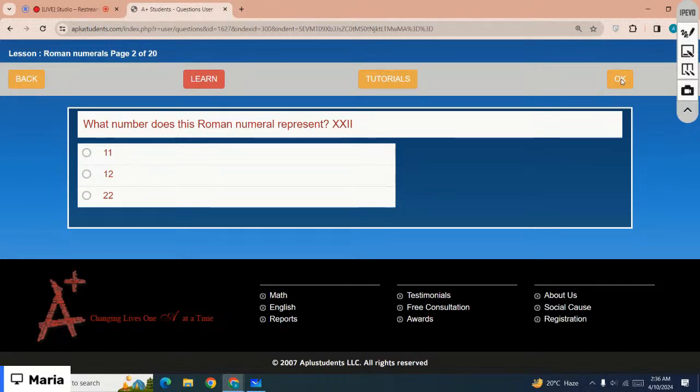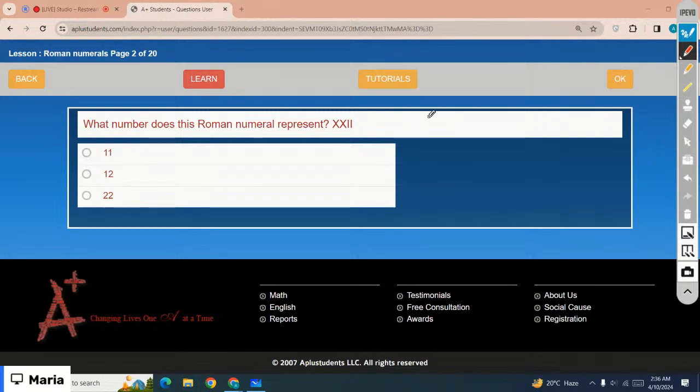What number does this Roman numeral represent, right? X represents 10. You have X, X, I. X represents 10. Another X represents another 10. I represents 1. Another I represents 1. So which number together they make? No. XII is for 12.